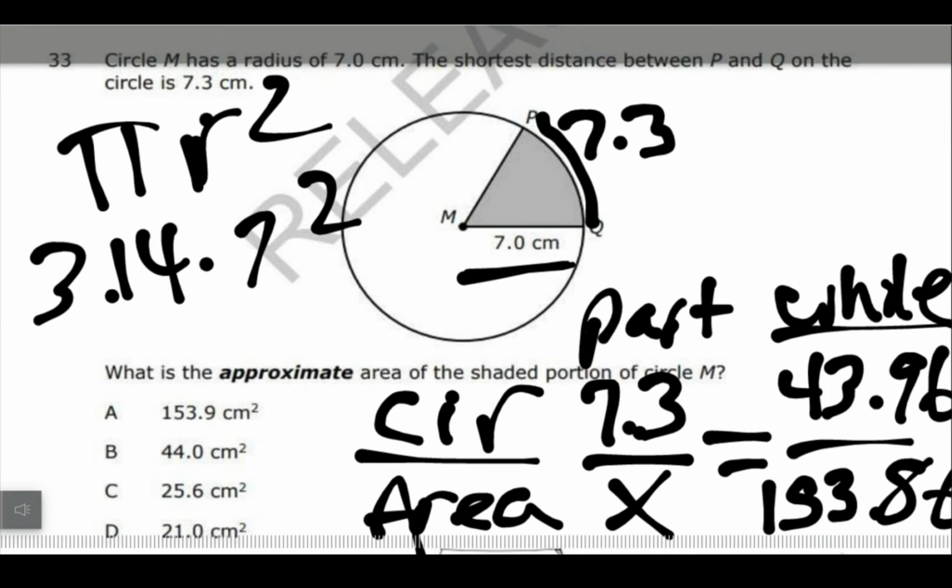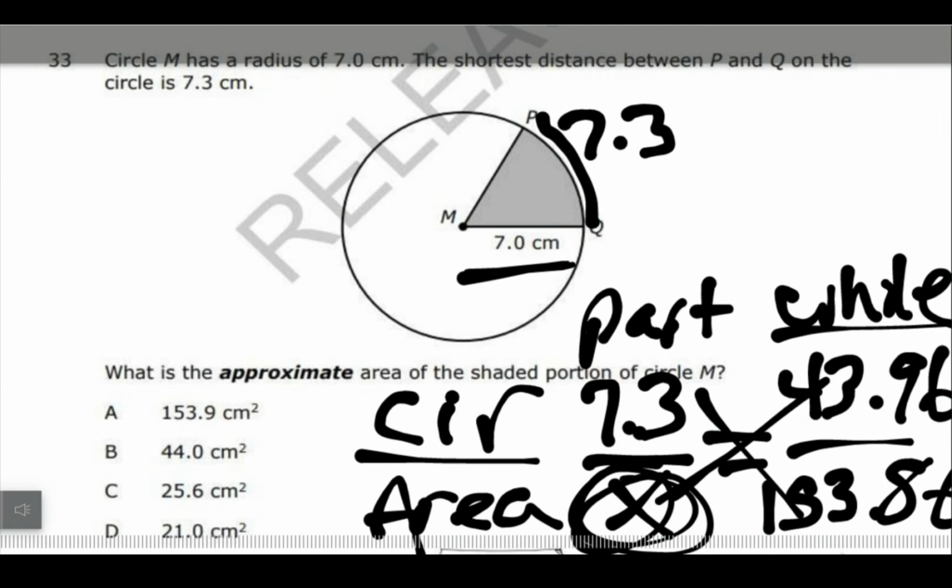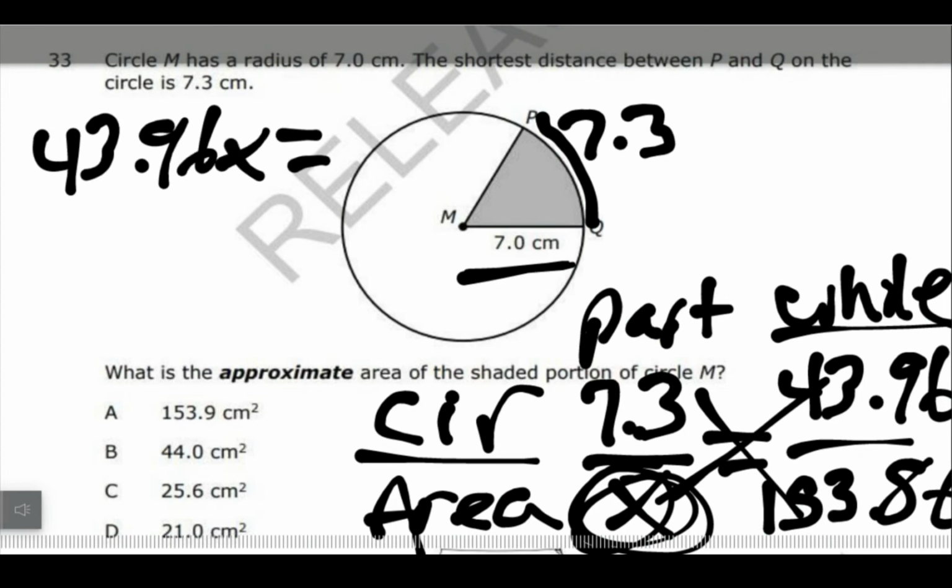So again, I'm comparing the circumference and the area, part of the circle compared to the whole, and then we can figure out the part of the area since we already know the full area. So I cross multiply. I'm going to erase some of this so I have some more space. 43.96 times x is 43.96x. And then on the other side of the equal sign, we'll do 7.3 times 153.86.